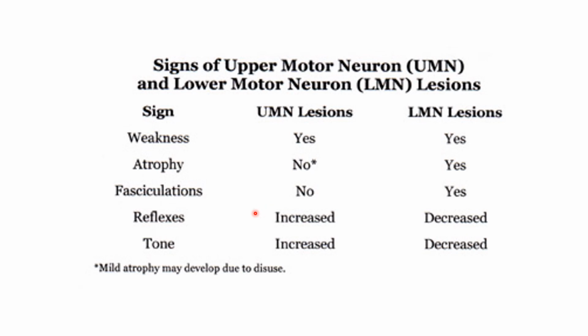Very important: reflexes, spinal reflexes, including deep tendon reflexes, are increased in upper motor neuron lesions and decreased in lower motor neuron lesions. And muscle tone is increased in upper motor neuron lesions and decreased in lower motor neuron lesions. You need to know these differences as a basic summary of what we've talked about in this PowerPoint.